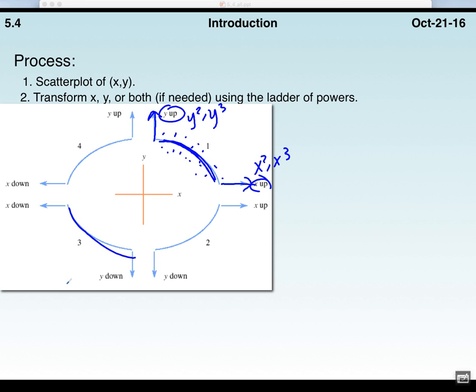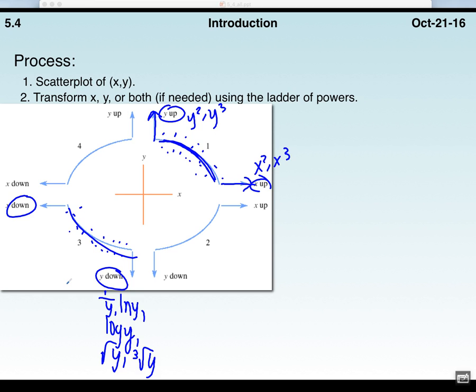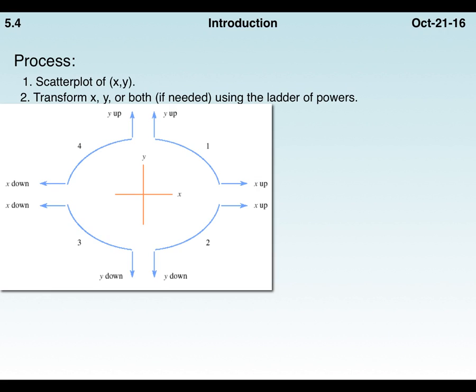If your data looks like curve 3, something like that, you either take y down, x down, or both. Examples of down are the reciprocal, natural log, common log, square root, cube root. And all of these examples are written on the table that you guys have. So there should be a table.